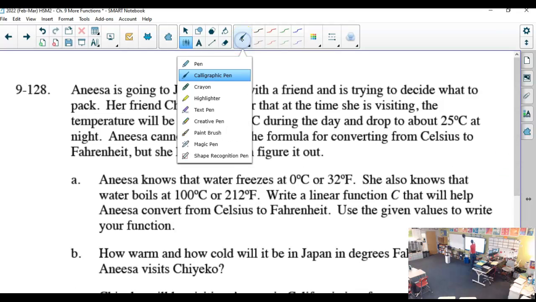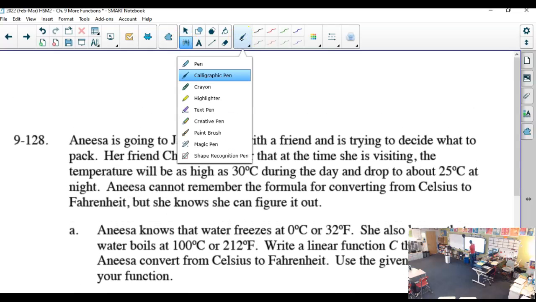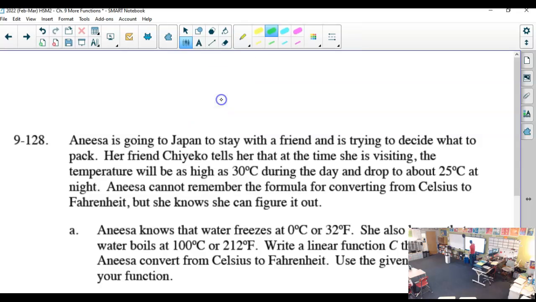We can figure this out. We have the technology, and by that I mean our brains. We can use points. So if we know these 2 points, point slope form.